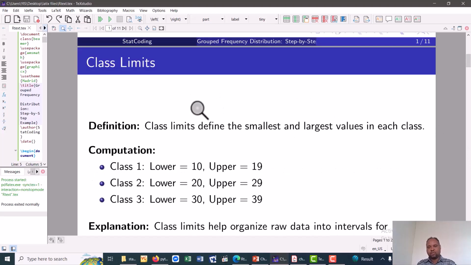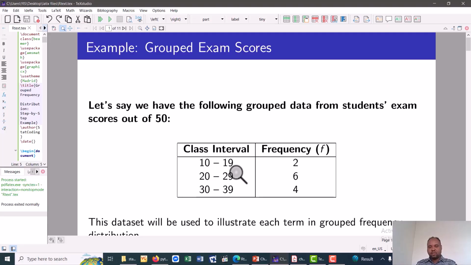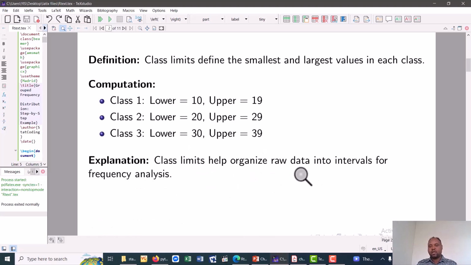So what are class limits? Class limits are the smallest and largest values in each class. For example, from these three class intervals, each class interval has its own lower class limit and upper class limit. While the lower class limit of the first class is 10, the upper class limit of that class is 19. The lower class limit of the second class is 20, and the upper class limit of that class is 29. These class limits help organize raw data into intervals for frequency analysis.